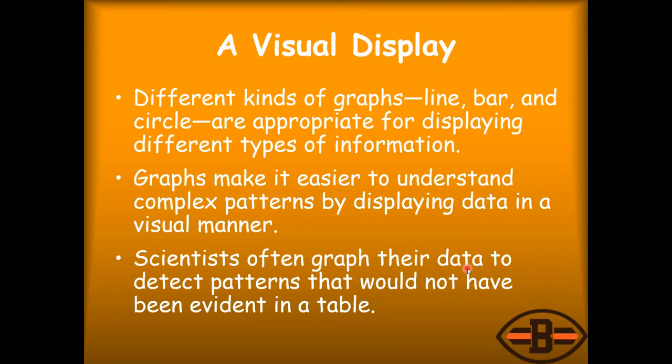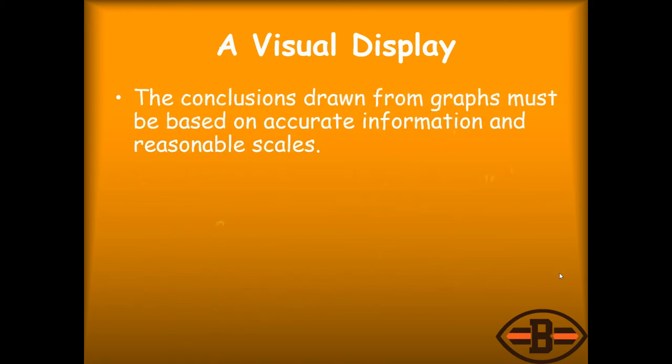Different kinds of graphs, line, bar, and circle, are appropriate for displaying different types of information. Graphs make it easier to understand complex patterns by displaying data in a visual manner. Scientists often graph their data to detect patterns that would not have been evident in a table. The conclusions drawn from graphs must be based on accurate information and reasonable scales.